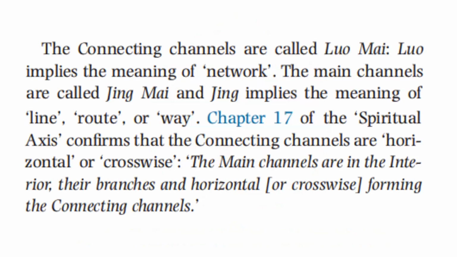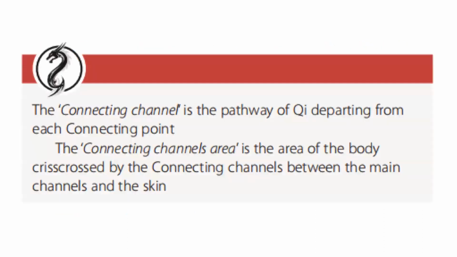The connecting channels are called luomai. The luo implies the meaning of network. The main channels are called jingmai, and jing implies the meaning of line or route or way. Chapter 17 of the Spiritual Axis confirms that the connecting channels are horizontal or crosswise. The main channels are in the interior. Their branches are horizontal or crosswise, forming the connecting channels.